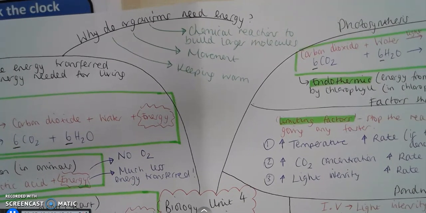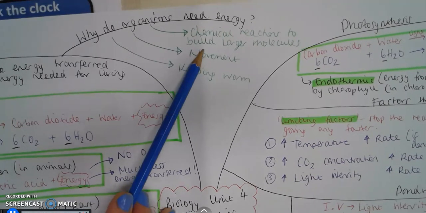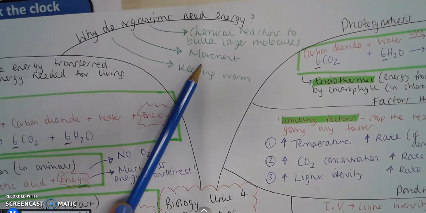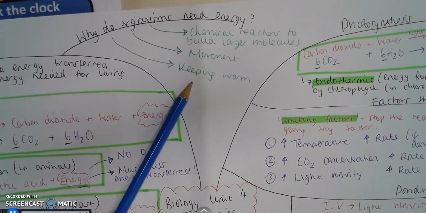There's a few key things really. So they need it for chemical reactions, so to build larger molecules. They need it for movement. Obviously plants not so much for that one. And also for keeping warm, again, mainly related to animals in that example, but it's needed for lots of different things to keep living organisms alive.